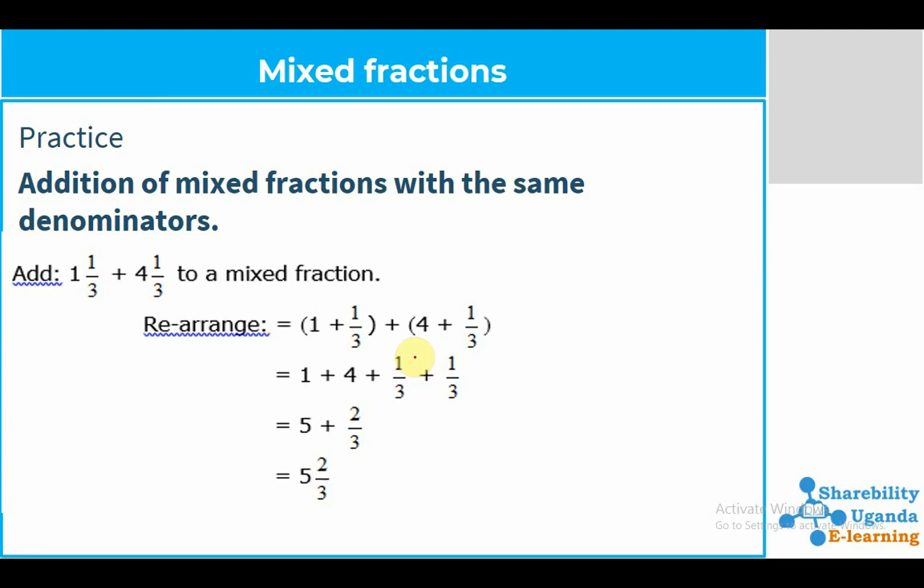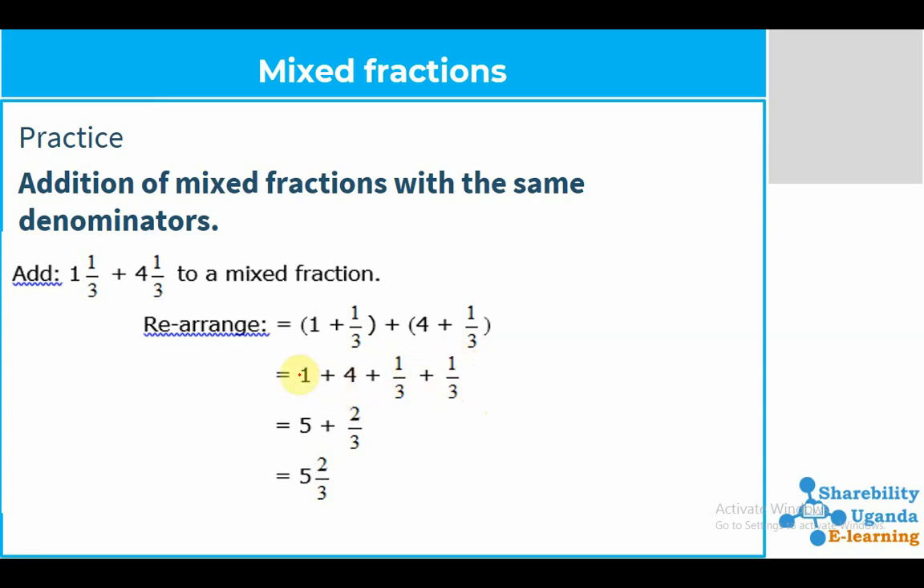So that means you can also add our whole numbers alone and add our fractions alone. We have a whole number 1 and a whole number 4, so you say 1 plus 4. Then we have our fraction, which is 1 out of 3, and this is 1 out of 3. Remember here, when you are adding fractions with the same denominators, we just add the numerators.